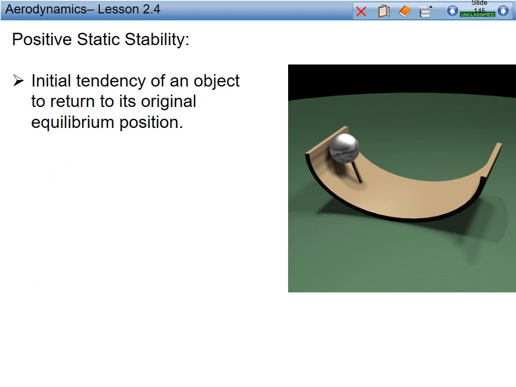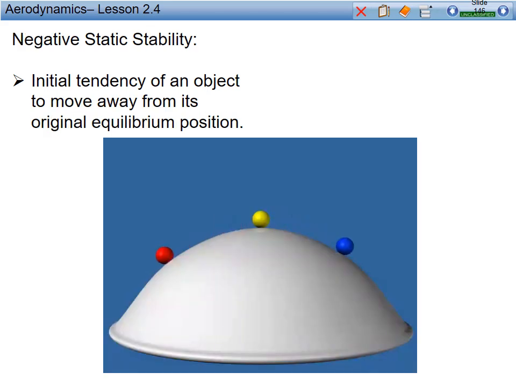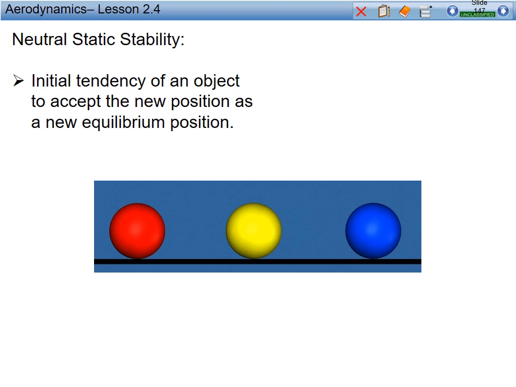As static stability is all about the initial tendency, we can see that this ball has positive static stability, in which the initial tendency of the object is to return to its normal equilibrium position. Negative static stability is an initial tendency of an object to move away from its equilibrium position. And finally, neutral static stability is an initial tendency of an object to accept the new position as a new equilibrium position.